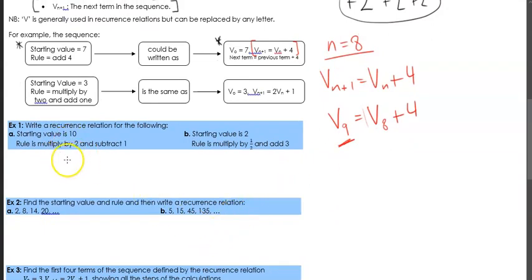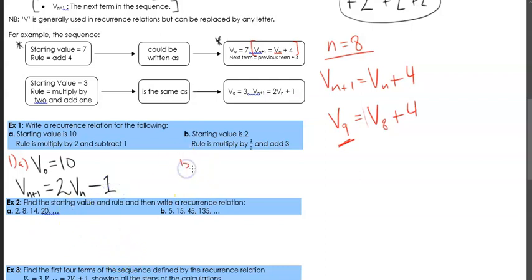So write a recurrence relation for the following. We've got a starting value of 10, and the rule is to multiply by 2 and subtract 1. So example 1a, starting value is 10, so our V of 0, our initial, is 10. This is the easy part. And the rule is to multiply by 2 and subtract 1. So we always start with V of n plus 1. In order for us to get the next term, we have to get the previous term, multiply it by 2, and then subtract 1. That's all there is to it.